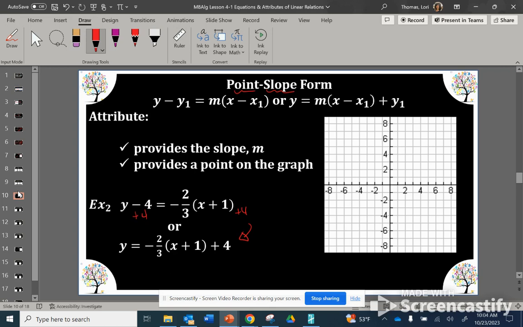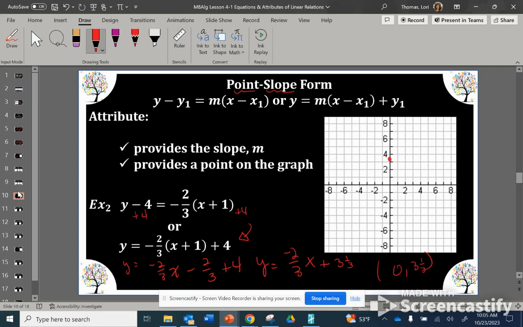And now we are going to continue to put this in slope-intercept form. So I'm going to distribute the -2/3. And then we're going to combine -2/3 plus 4, and this is going to give us 3, so a +3 and 1/3. And so now we're going to plot at 0, 3 1/3. So 0, 3 1/3.